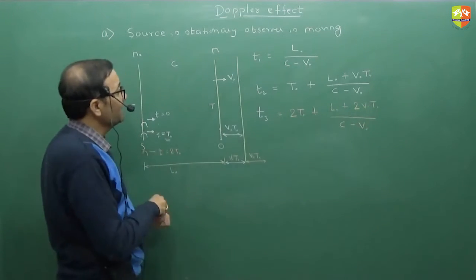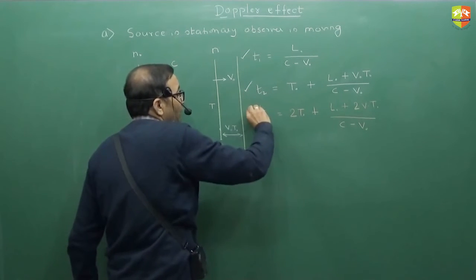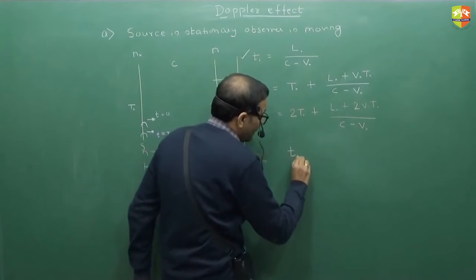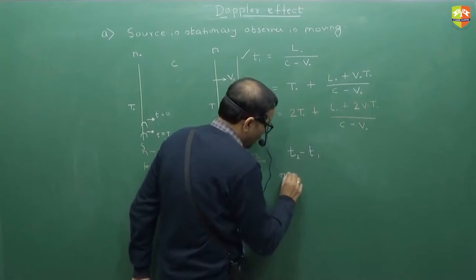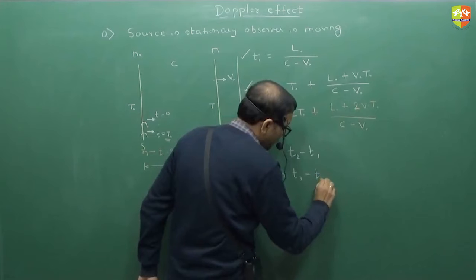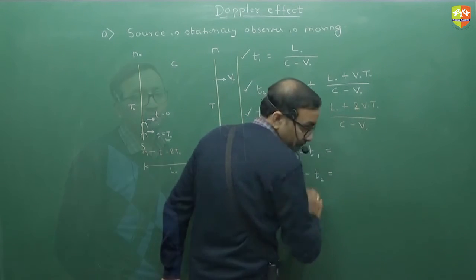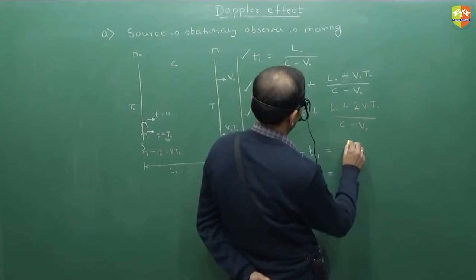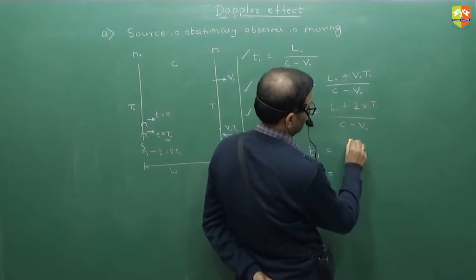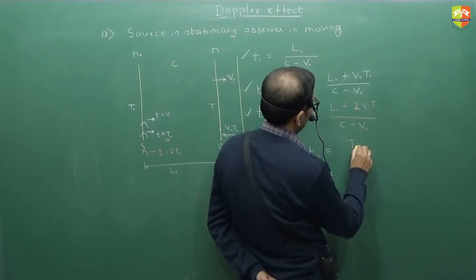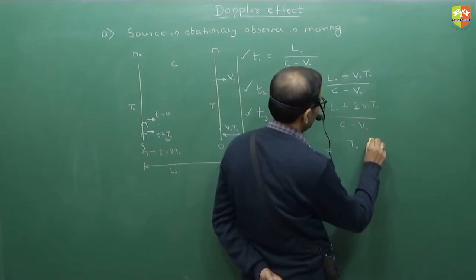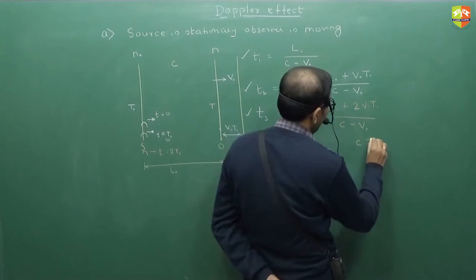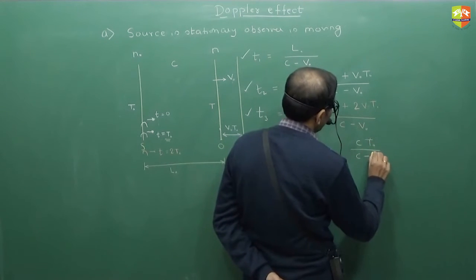Okay. So basically it is receiving pulses at t1, then t2, then t3. So the time period of receiving pulses will be t2 minus t1 or t3 minus t2. Just check whether both of them are equal or not. Both of them are equal. How much? t naught plus V naught t naught divided by C minus V naught.